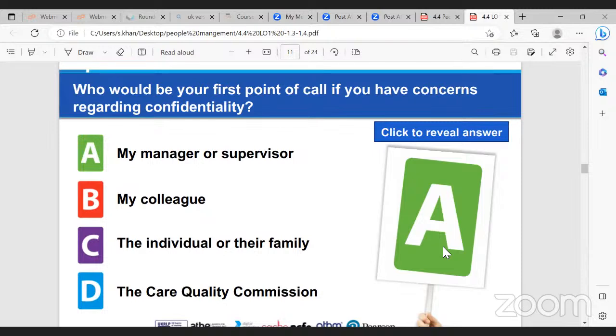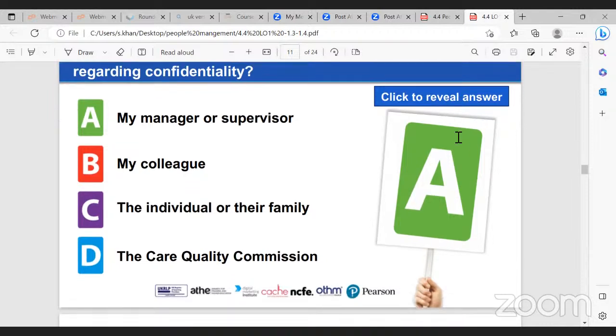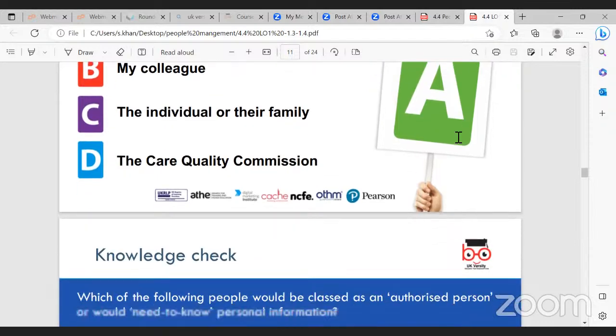Who would be the first point of call if you have concerns regarding confidentiality? My manager or supervisor, my colleague, the individual or the family, or the Care Quality Commission. Which one do you think it would be? My manager or supervisor. Yes, you need to identify to your manager or supervisor what's going on and any issues of confidentiality.